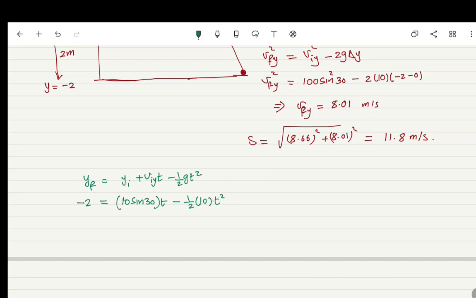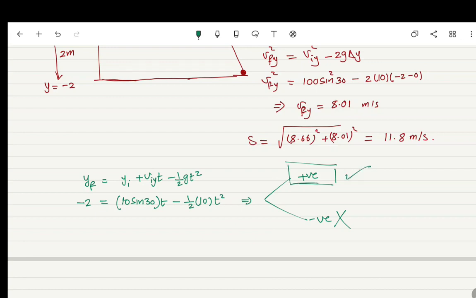This is a quadratic equation. You solve it, you will find two roots. Upon solving this quadratic equation, you will have two roots, a positive root and a negative root. Since time will never be negative, we'll take just the positive root.